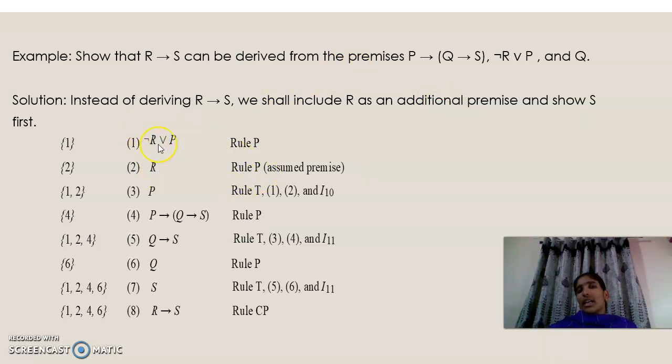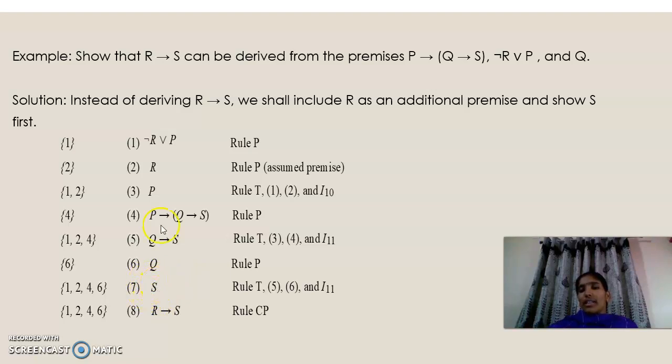Here negation R conditional P, we can simply write as R conditional P. So R conditional P, comma R, we can simply write P by using rule I10. The next premise is P conditional Q conditional S. So by using I11, P, comma P conditional Q conditional S, gives Q conditional S. And another premise we have is Q. Q conditional S, comma Q, gives S. So finally the output is S.